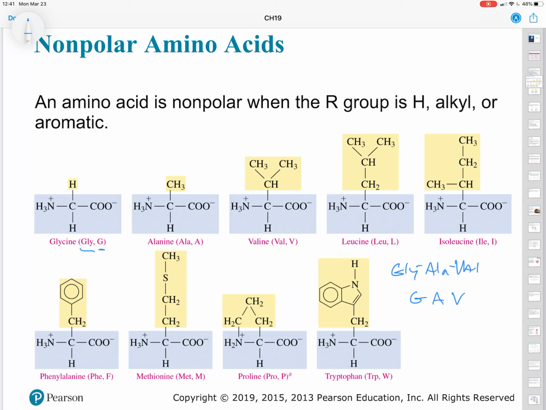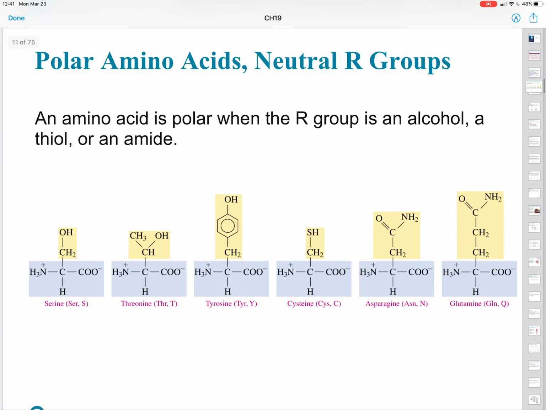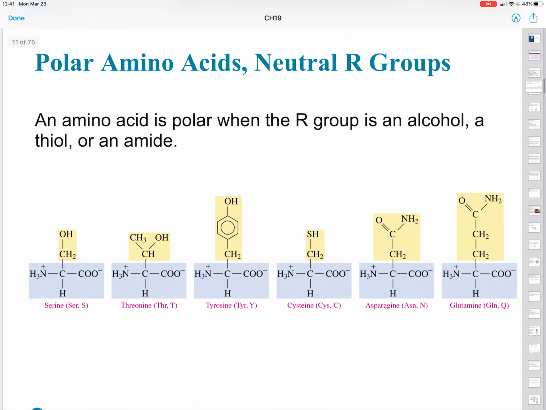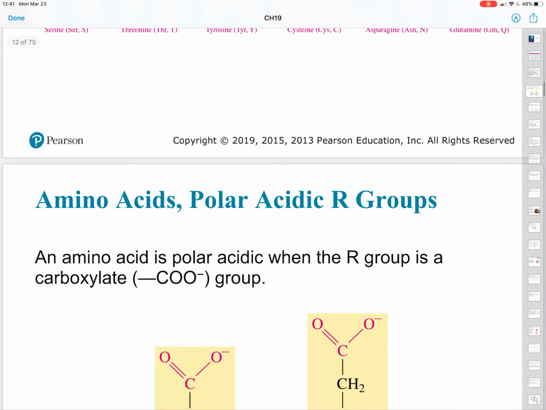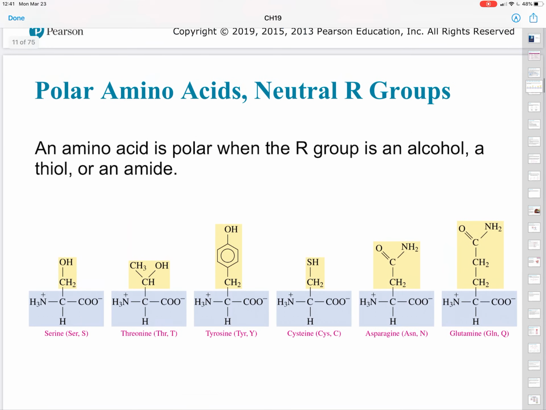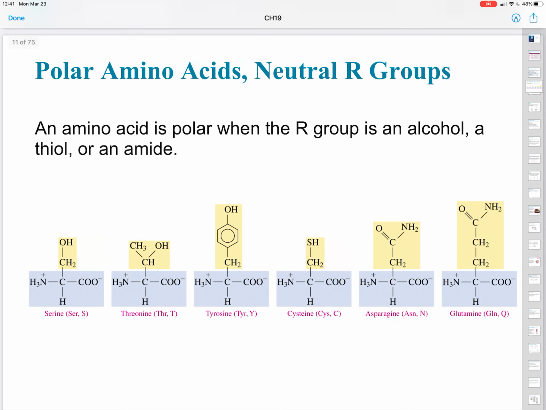So the polar amino acids are next. There's a few of those. So these are polar aminos and neutral R groups. So that was 9 plus these 5, so that's about 14. Wait, there might be one missing. Let's see. 1, 2, 3, 4, 5. Maybe I can't count. Oh, my bad. There's 6 here. So this is all of them. So these are our polars.